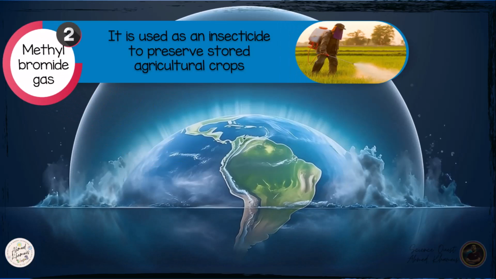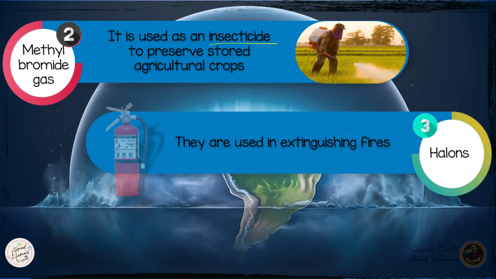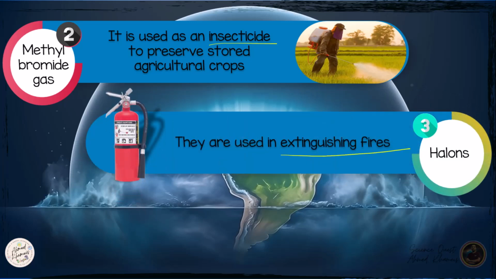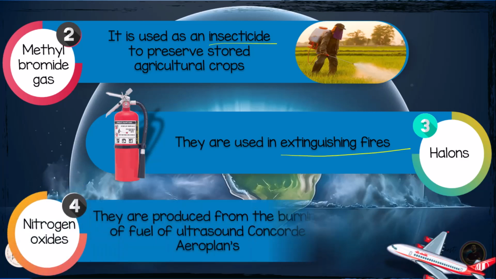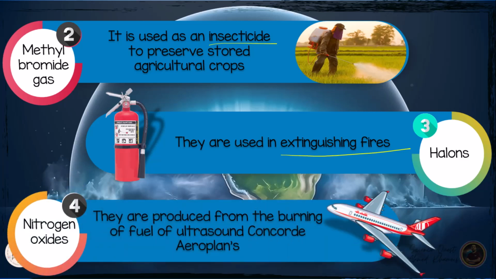Second, the methyl bromide gas, which is used as an insecticide. The halons, which are used for extinguishing fires. The nitrogen oxides, they are produced from burning coal or fuel, and in the supersonic Concorde aeroplane.